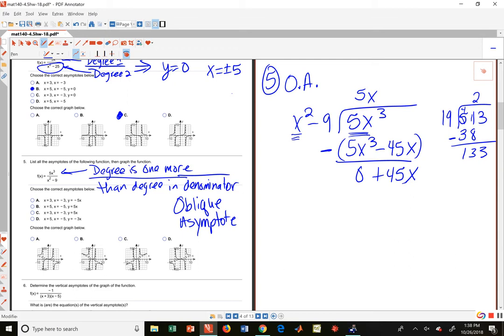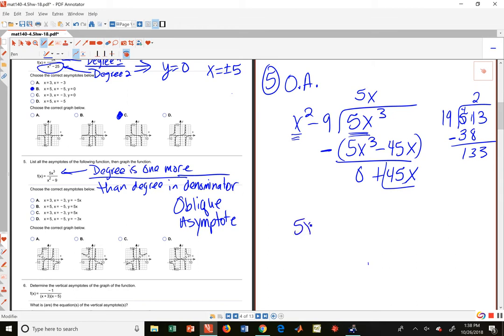Now, this is where it gets a little tricky. You have to see how many times does x squared go into 45x? Well, it doesn't. And so this is our remainder. This would continue on. We would check to see how many times 19 goes into 133, and then we would have our remainder. So let's just finish this out here.